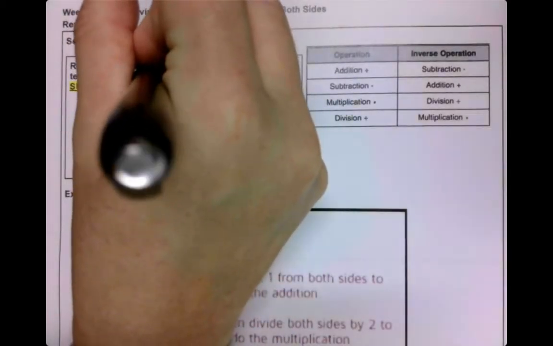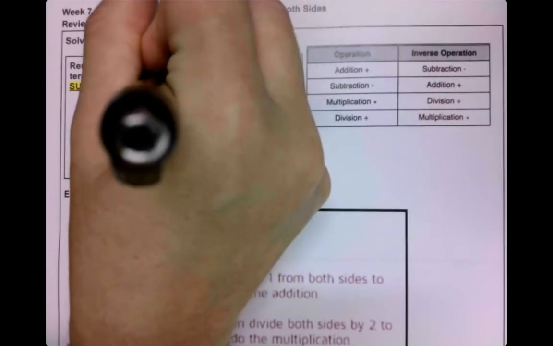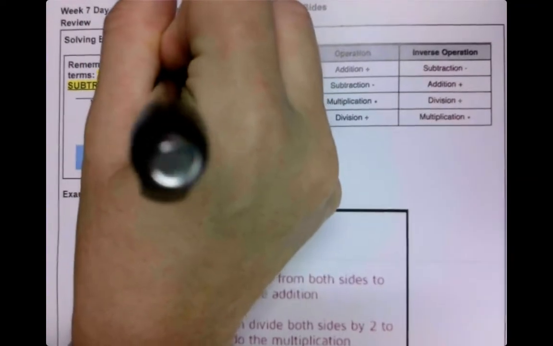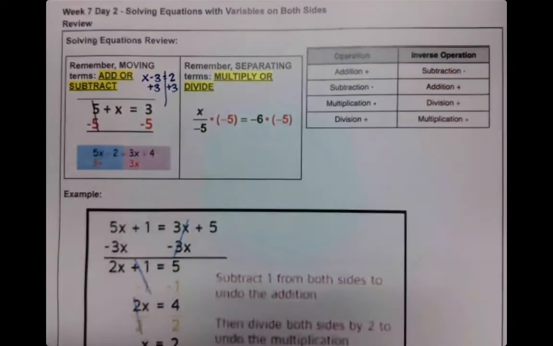If I had something like x minus 3 equals 2, the inverse of minus 3 would be plus 3 on both sides. So kind of keep that in mind, right? When you're legit moving something, we are adding or subtracting. We're doing the inverse operation of that.